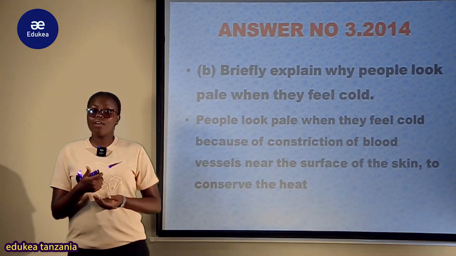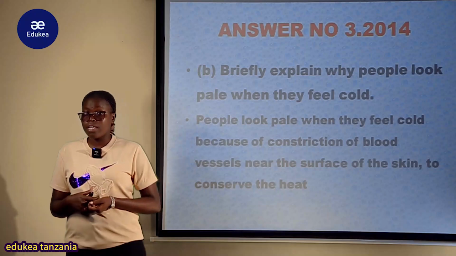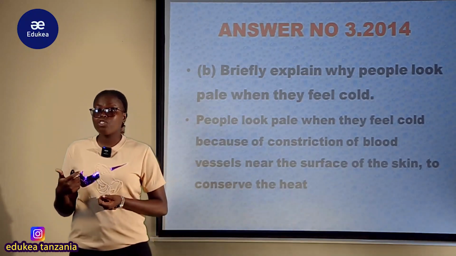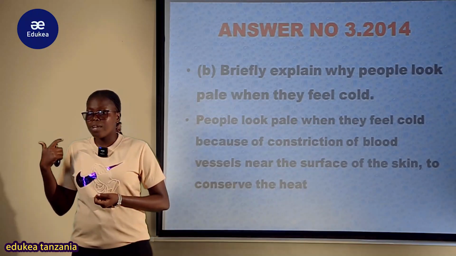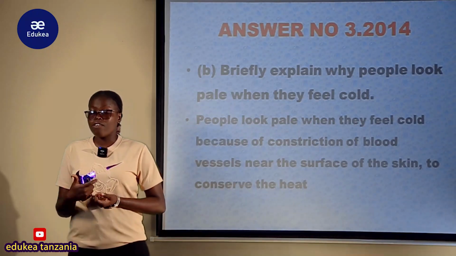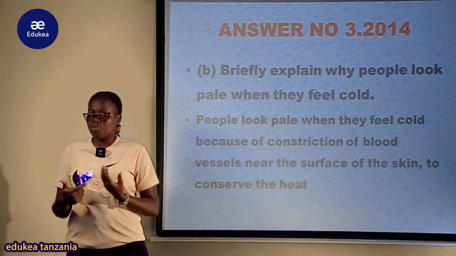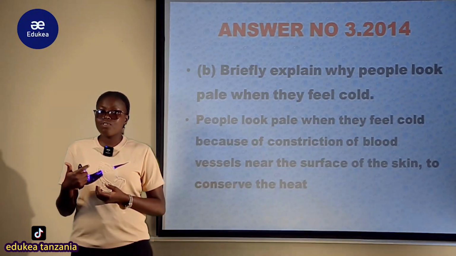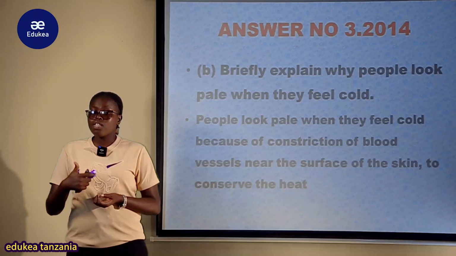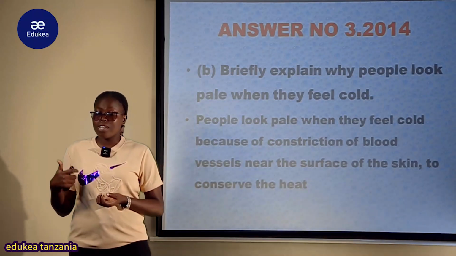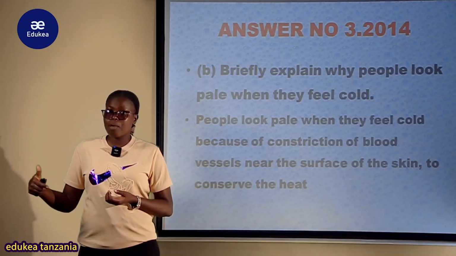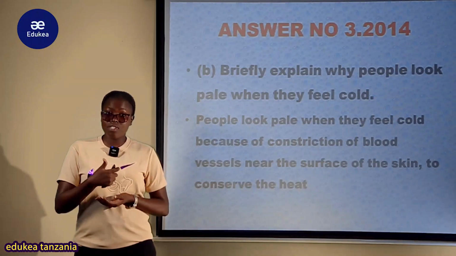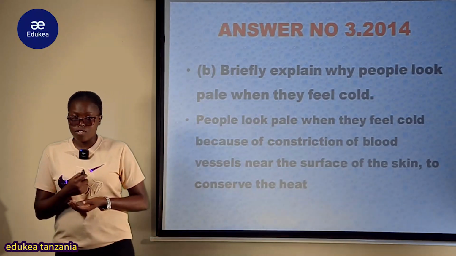Again, my lovely Form 4 students, as I've already explained, during the action which the body takes when the temperature of the surrounding is low, we see that there is vasoconstriction. There is constriction of the afferent arterioles, to ensure that the rate of blood flowing through the skin is reduced. Also the blood tends to flow deep under the skin, as one of the mechanisms of conserving heat. So this question has been derived from the concept of vasoconstriction.